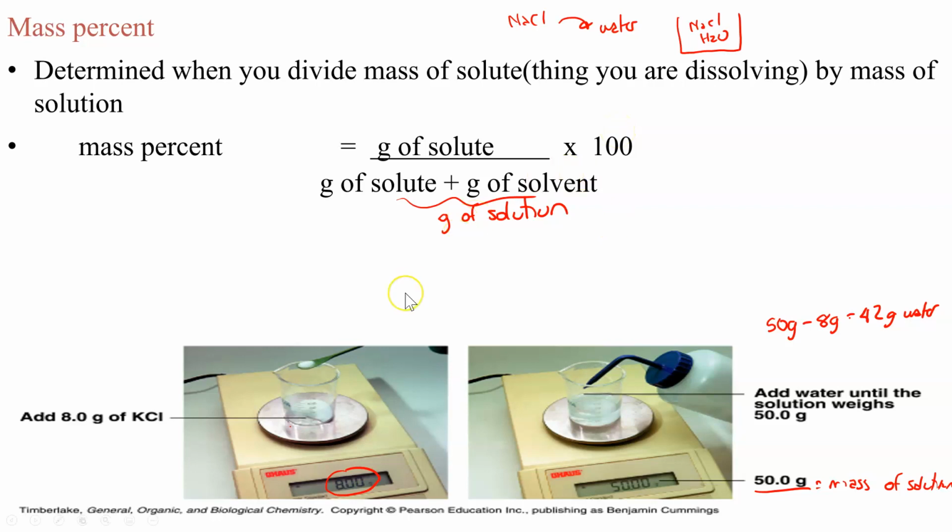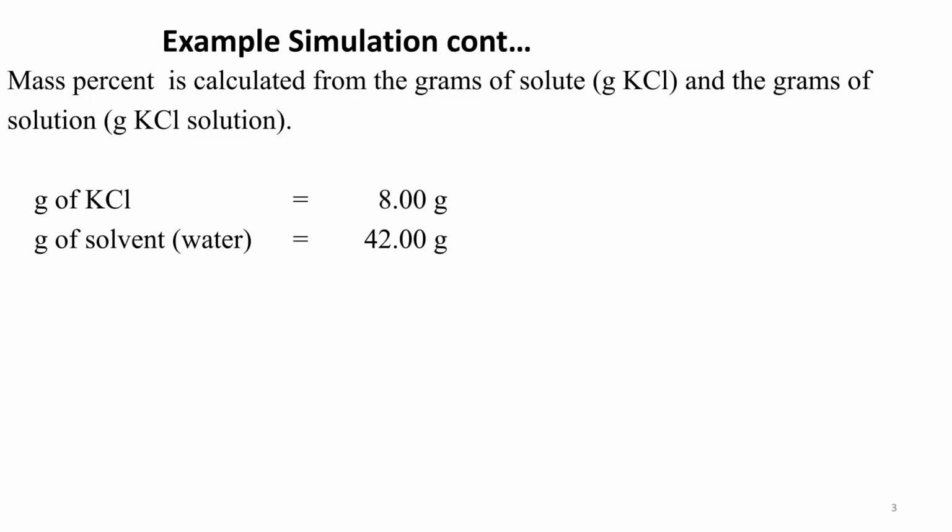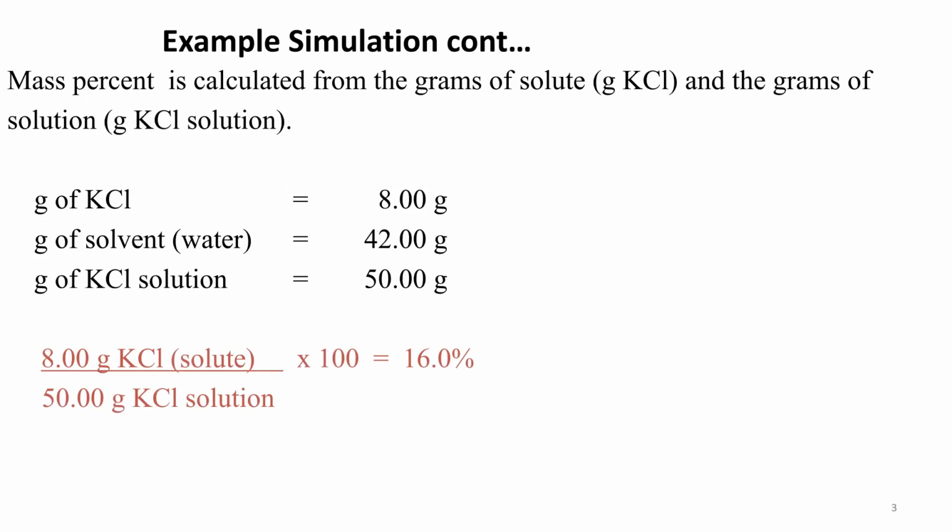So this tells you how much solute there is in a solution. In this particular example, if we do the number crunching, there's your solute, which is 8 grams. Here's your mass of water, 42, as you saw how I got it. 50 is your total. So to get your mass percent, it's 8 grams divided by 50 grams times 100, so 16%. So 16% of this solution is potassium chloride. What's the rest? Water. So 84% is water, 16% is potassium chloride. That's all the number represents: what percentage of the solution is that chemical?